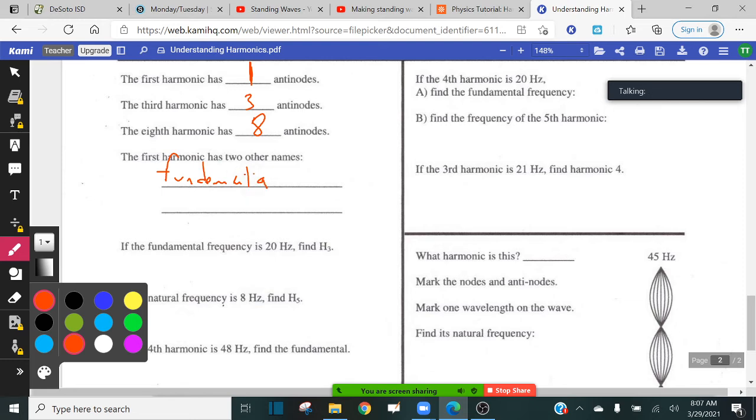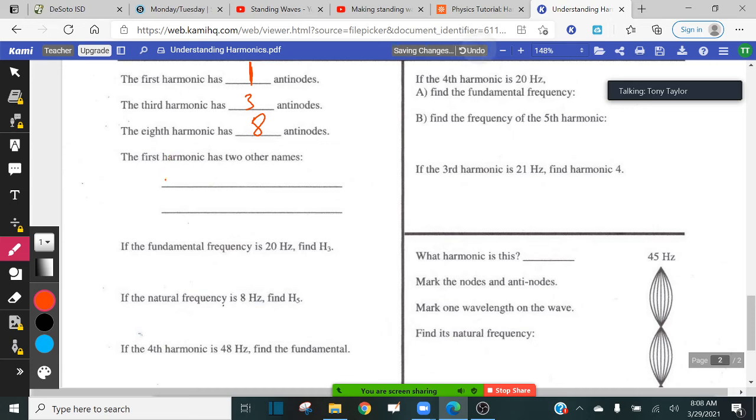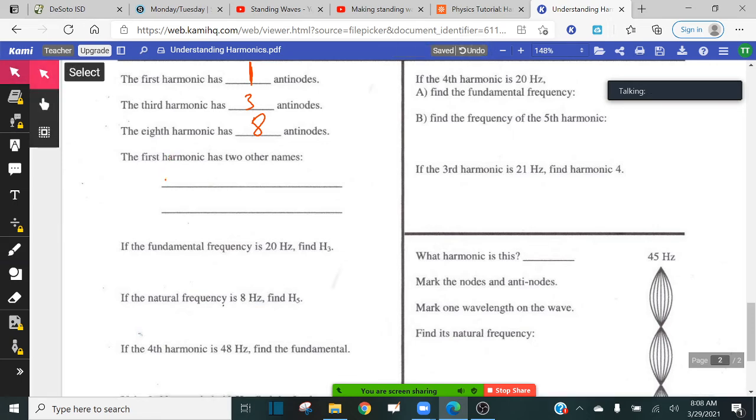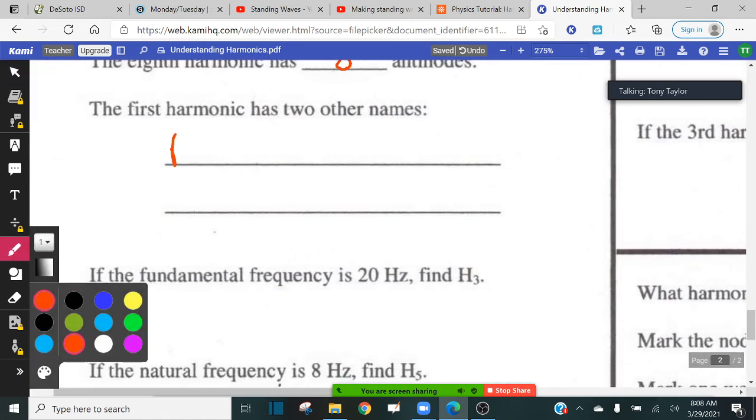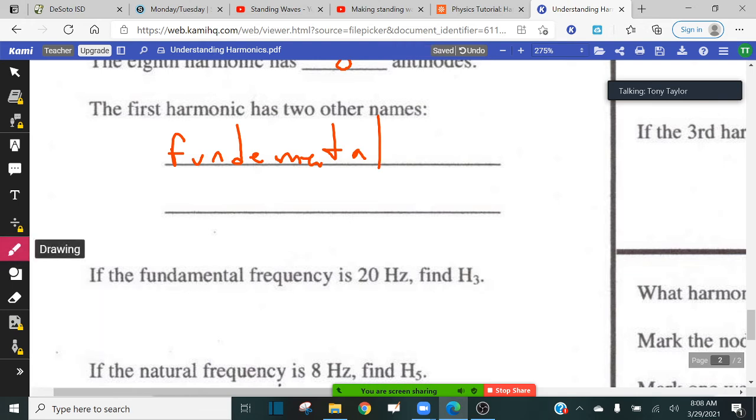Fundamental harmonic. Hold on, let me write this better. Give myself enough room. So the first harmonic can either be called the fundamental harmonic or the fundamental frequency. Same thing. Another term that you'll see for the first harmonic is its natural harmonic or its natural frequency. On the homework assignment, you'll see those terms used interchangeably. They both mean the first harmonic, either the fundamental harmonic or the natural harmonic.